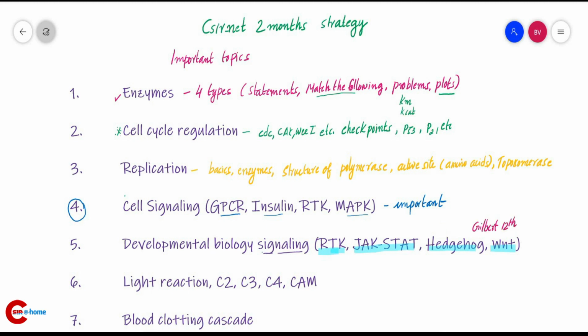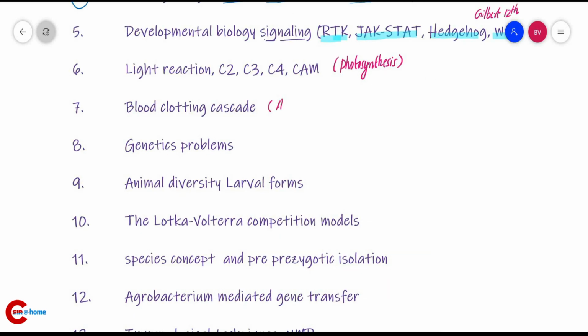In plant physiology, the most important topic is photosynthesis. You need to study the light reaction, C3, C2, C4 and CAM cycles. Then the blood clotting cascade in animal physiology. Just start studying blood clotting factors. Before that, get an idea about the basics of blood clotting. Then study blood clotting factors, then the blood clotting cascade and diseases associated with blood clotting.